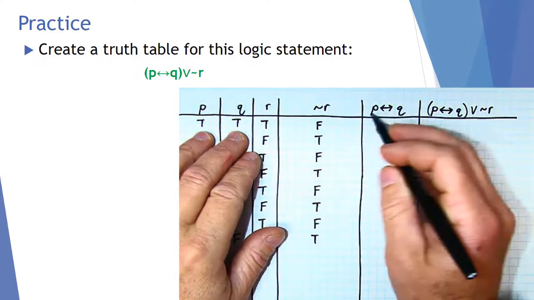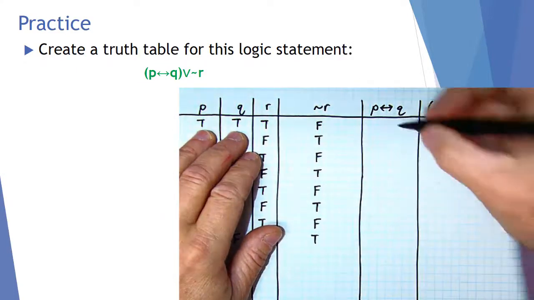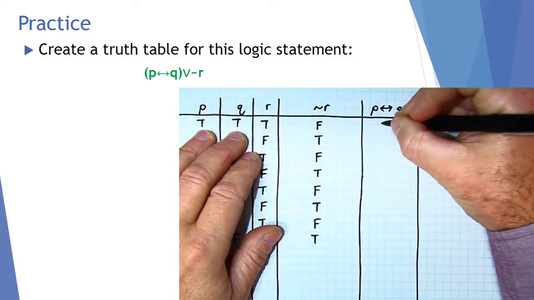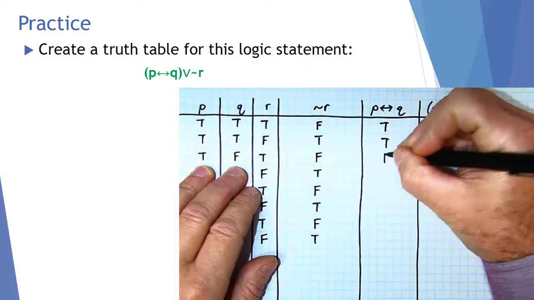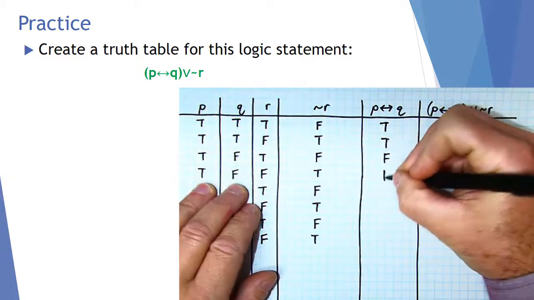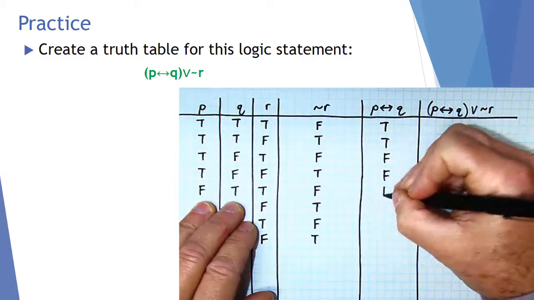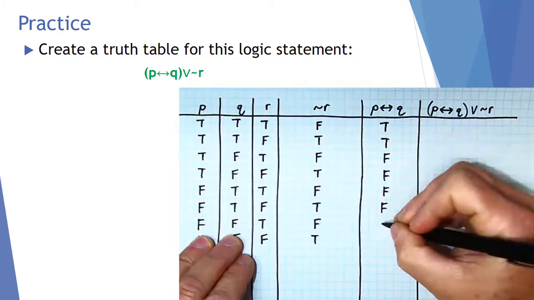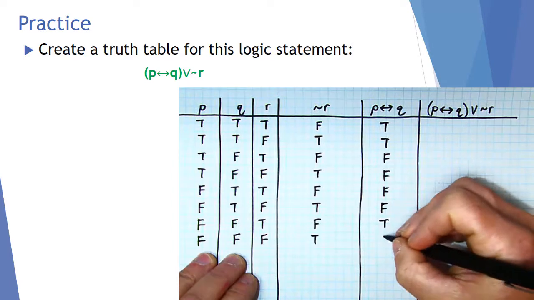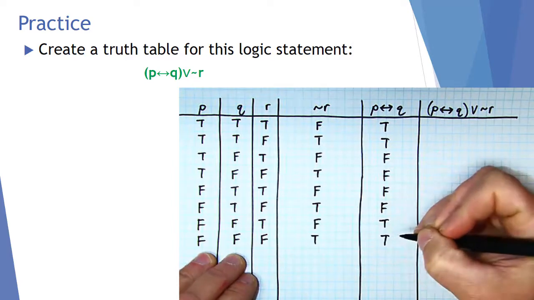So we're checking to make sure that P and Q have the same truth condition here. True, true, that's true. True, true, that one's true. True, false, false. True, false, that one's false. False, true, that one's false. False, true is false. False, false is true, and false, false is, again, true.